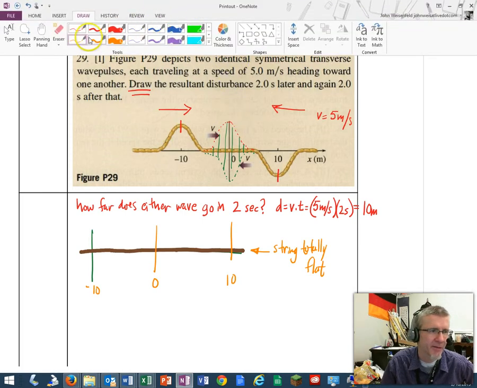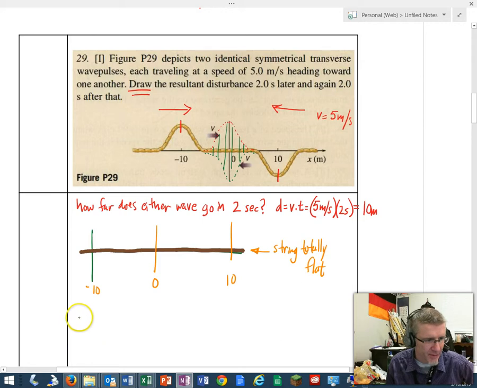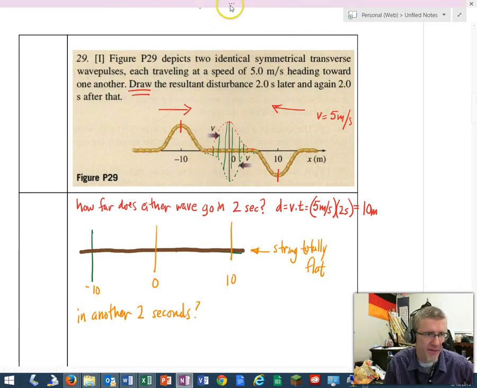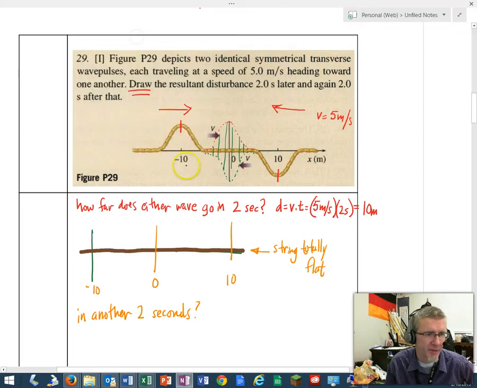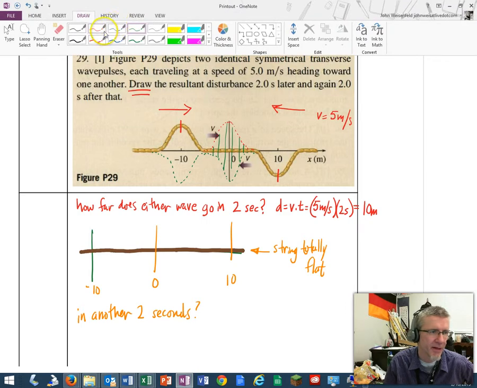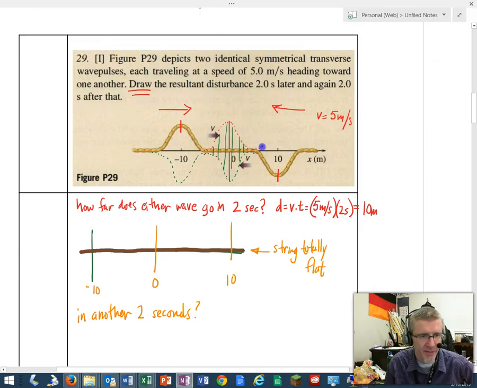Let me get back to green here. So in another 2 seconds, what has happened? Well, we think, and we've seen, that this wave in another 2 seconds goes another 10 meters. So that one is basically going to be here. Nothing's been diminished. It's exactly the same wave. Remember, they pass through each other on a string. And we think that this one is going to be right here.